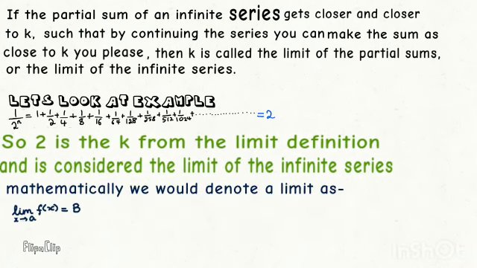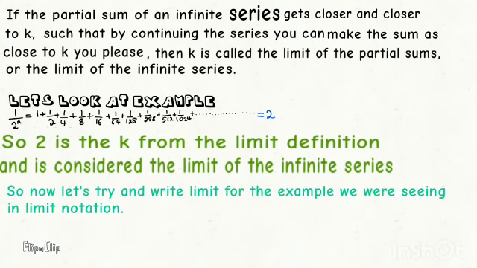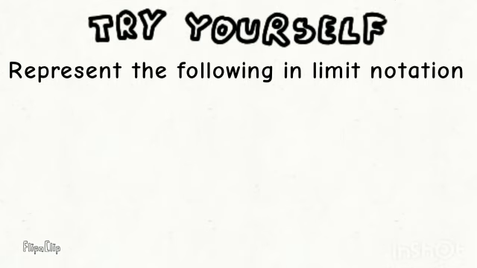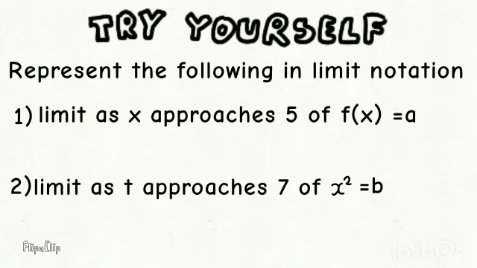Mathematically, we would denote a limit like this: limit as x approaches a of f of x equals b. Lim is a short form for limit, and the arrow below shows the value our x variable is approaching. The f of x is the function or sequence we are taking the limit of. So now let's try and write the limit for the example you are seeing in limit notation, and we would get this. We have n instead of x for this example, and you can see we're approaching infinity because we're getting bigger and bigger values of n. Now we have 1 over 2^n as our sequence which we are taking the limit of. Now try yourself to find the limit of the following. Pause the video and try to solve these on your own.